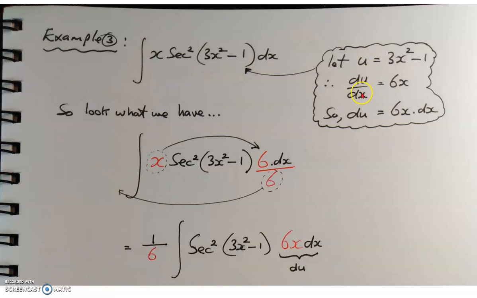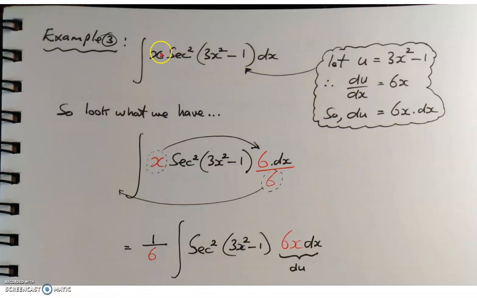Differentiate. du by dx is equal to 6x. And then cross multiply the dx up here, and we get that du is equal to 6x dx. Now this time, there's an x involved. What are we going to do now?